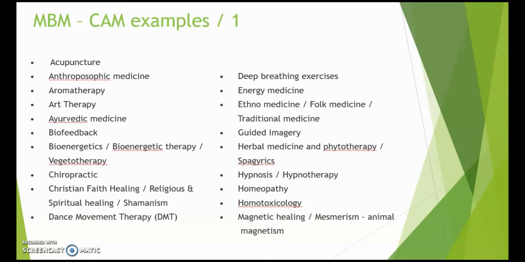Spagyrics is the so-called green alchemy that we briefly discussed. So another element of traditional medicine stemming from the Greco-Roman world in connection to what we said about Unani medicine and hermetic traditions in North Africa and Egypt specifically.